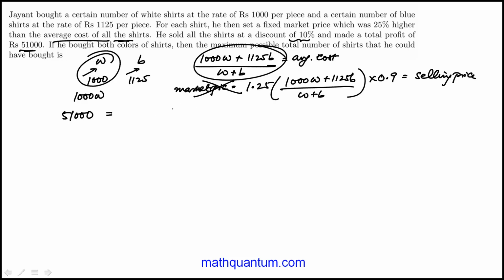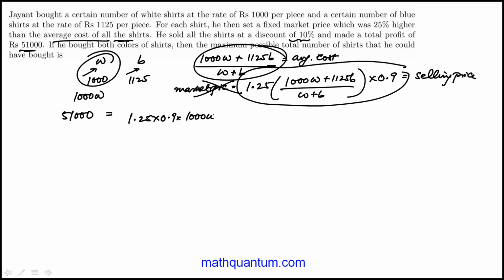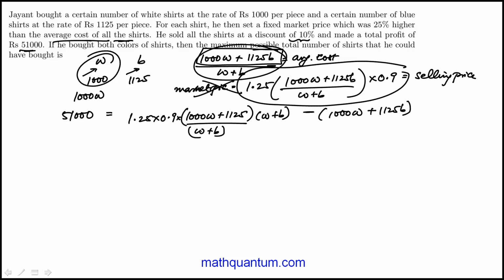So total profit would be the total revenue generated, which would be this 1.25. So I'll move the numbers in front. The selling price times the total number of shirts, which is W plus B. And then I have to subtract the cost, and the cost is just this part here. So that's the total purchase price. So that's a relationship. You'll see this one drops out. This piece is the same. So I can factor that out.